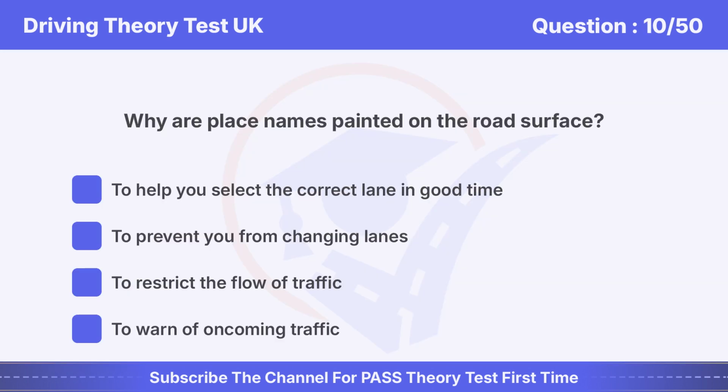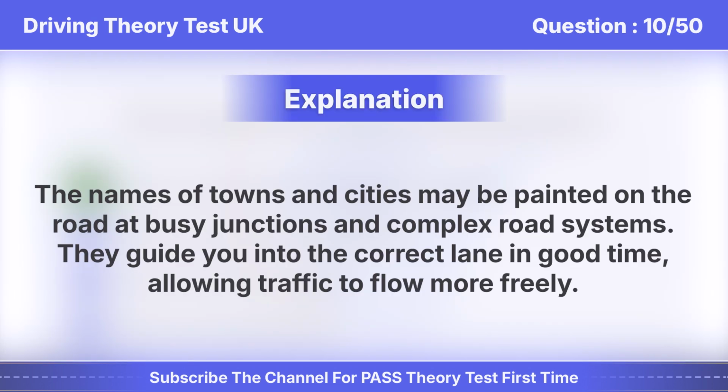Question 10. Why are place names painted on the road surface? Answer is A, to help you select the correct lane in good time. The names of towns and cities may be painted on the road at busy junctions and complex road systems. They guide you into the correct lane in good time, allowing traffic to flow more freely.